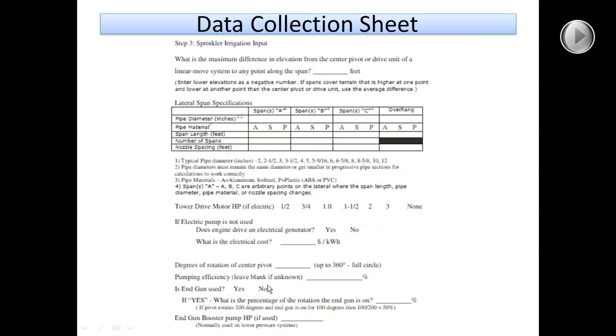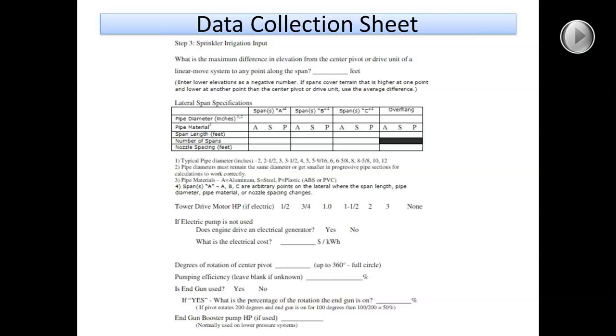And here it's just asking information about the system itself. What's the difference in elevation from the center of the pivot point to the outside edge, or from the end of the linear to the other end, or the highest point in the field? The pipe diameter is the actual pivot pipe. Is it aluminum, steel, or plastic? What's the span length on the pivot? How many spans are there? And what's the nozzle spacing in feet?